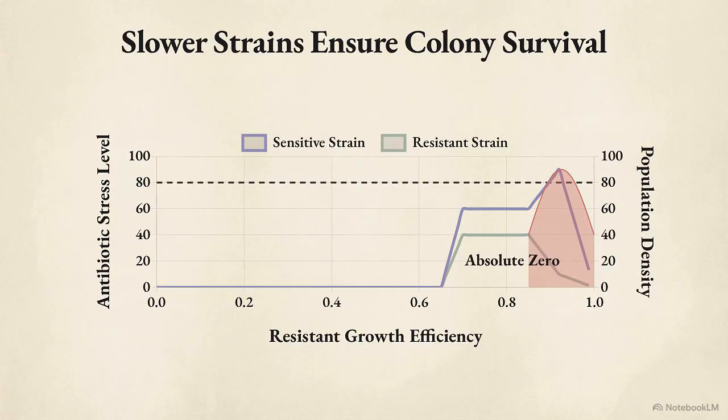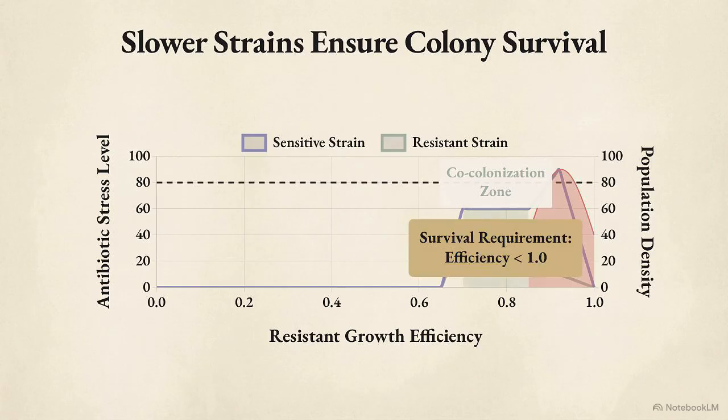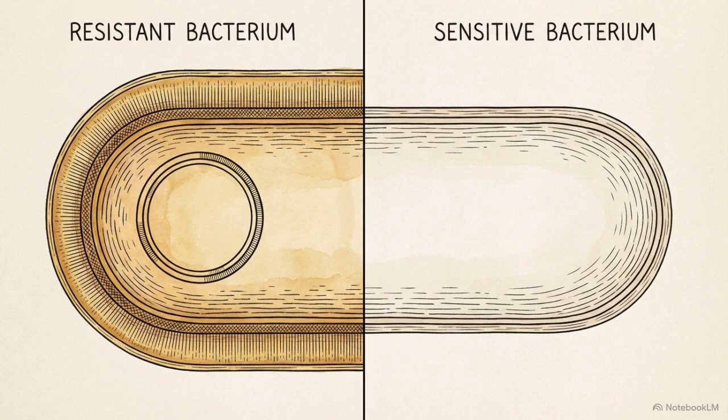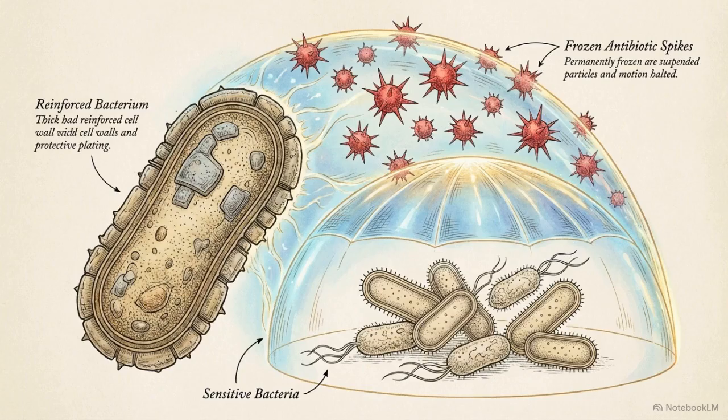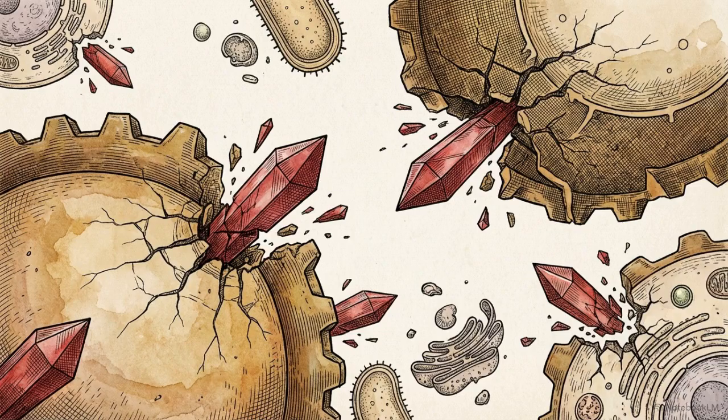The only way the colony survives high antibiotic stress is within this narrow zone of co-colonization. The math reveals a strict requirement. The resistant strain must maintain a growth efficiency strictly lower than 1.0, replicating slower than the sensitive cells it shelters. Collective resistance requires the resistant strain to sacrifice its own maximum growth rate. By slowing down, it diverts energy to deactivating the antibiotic, maintaining a shared ecological shield that keeps the vulnerable cells alive. Bacteria wage wars of chemical attrition at the cell wall.